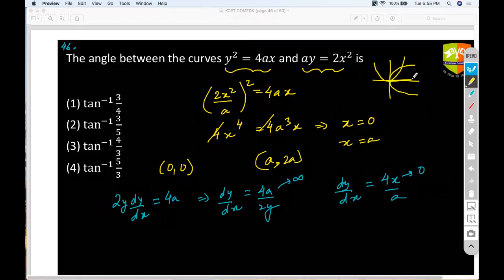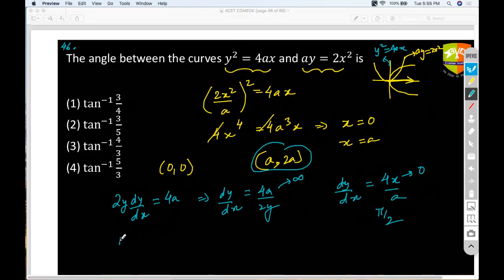As you can see, this is the tangent to the curve ay is equal to 2x square. And this is the tangent to the curve y square is equal to 4ax. So this has to be 90 degrees. Okay, so this cannot be any one of the options. So we have to check at the other point a comma 2a.